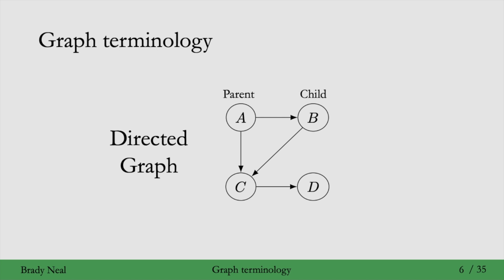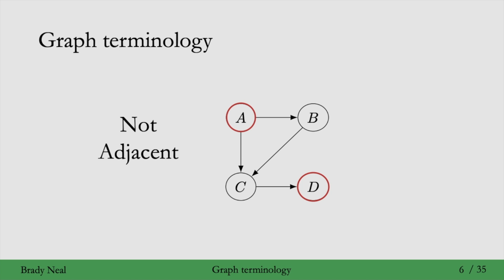A lot of ancestry-themed terminology is used in graphs. So for example, in this directed graph, A is the parent of its child B. So a parent is any node that has an edge going out of it, and then the child is the corresponding node that has that edge going into it. Then we say that 2 nodes are adjacent if they are connected by an edge. So A and B are adjacent here. And they're not adjacent if they're not connected by an edge. So A and D are not adjacent in this graph.